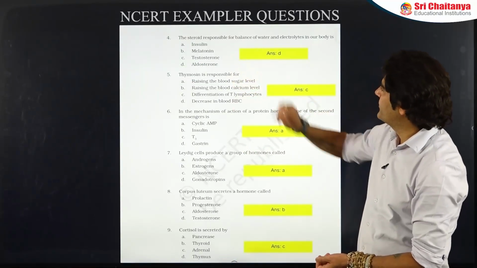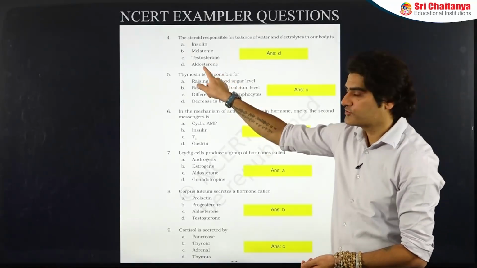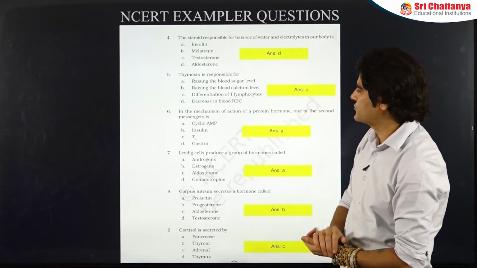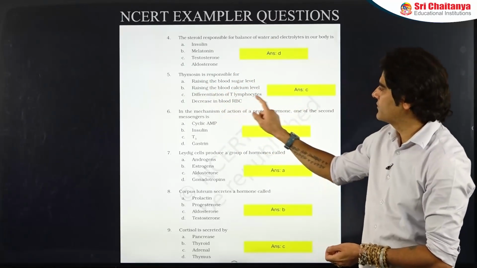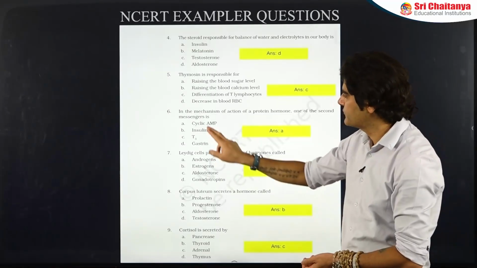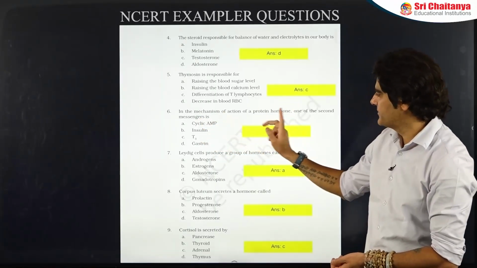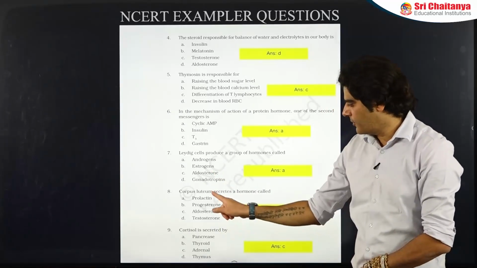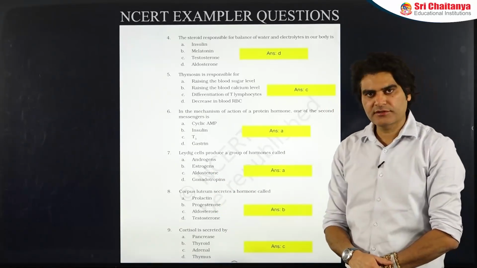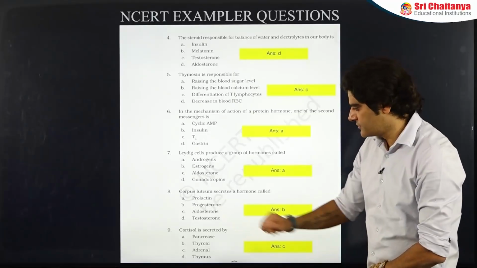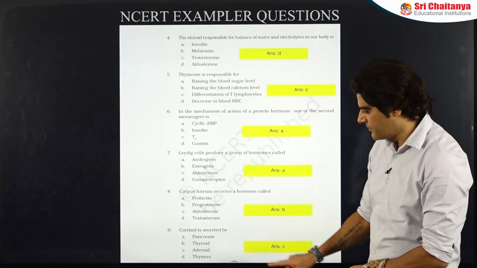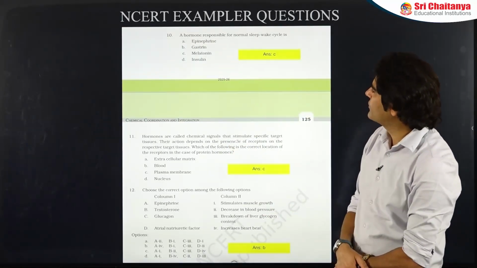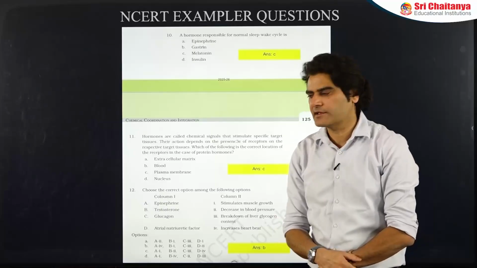Steroid hormone responsible for maintaining balance of water and electrolytes will be aldosterone because all adrenal cortical hormones are also steroid. Aldosterone regulates the water and electrolyte balance. Thymosin is responsible for differentiation of both T and B lymphocyte. In the mechanism of action, secondary messenger is cyclic AMP. Leydig cells from testes produce testosterone. Corpus luteum secretes progesterone as well as estrogen. Progesterone is the only option given here. Cortisol is secreted by adrenal gland. Cortisol is the glucocorticoid. A hormone responsible for normal sleep-wake cycle, melatonin from the pineal gland.